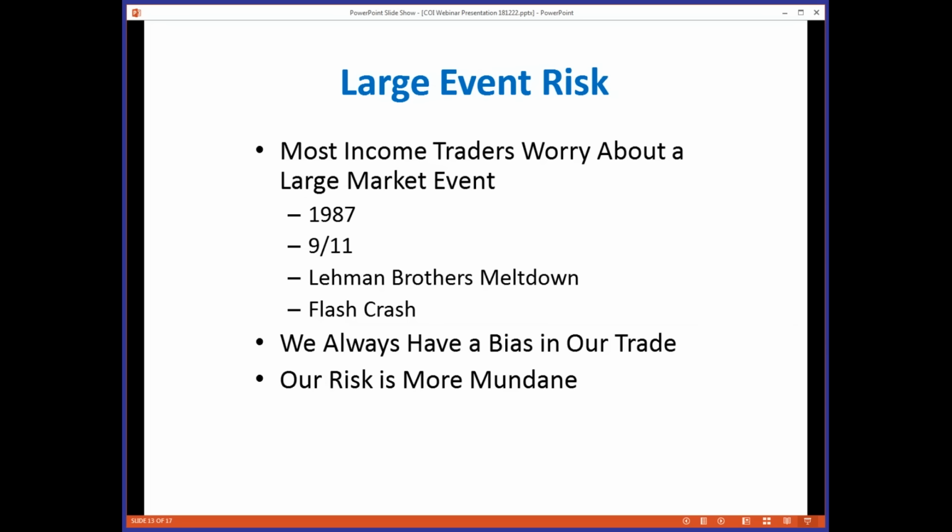Okay, large event risk. This is what most traders end up asking me questions about. They're worried about large market events, because if you've been an income trader for a while and you're trading options, large directional moves are very harmful, and you have to do something to protect yourself from those. That's what people worry about the most if they're income traders. Now, people used to ask me, when I first published the course, what about 1987? What about 9/11? And of course, I wasn't trading this approach back then.